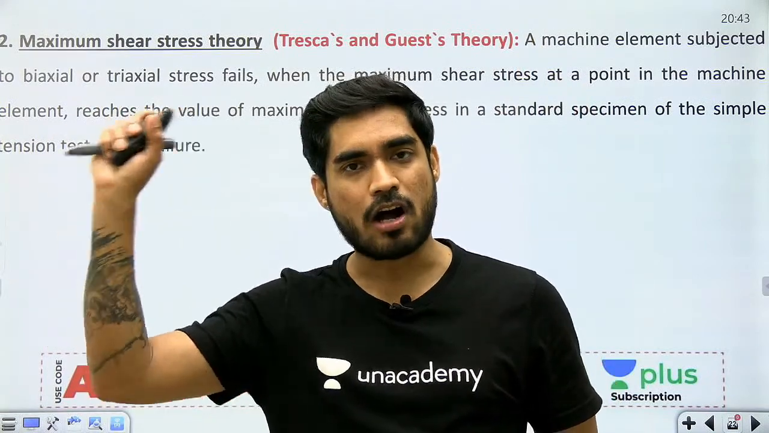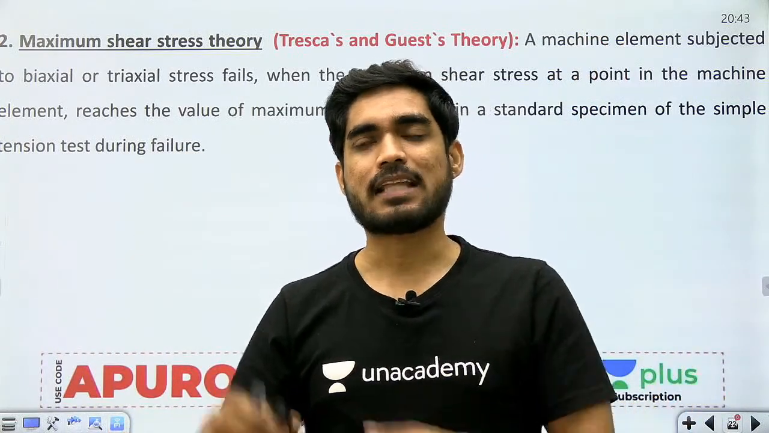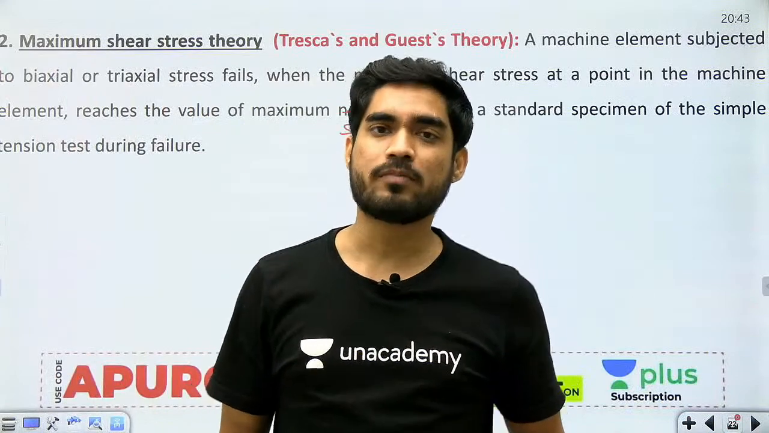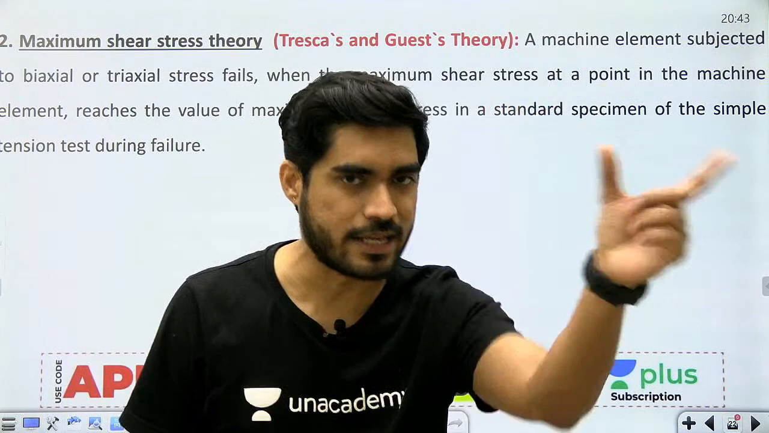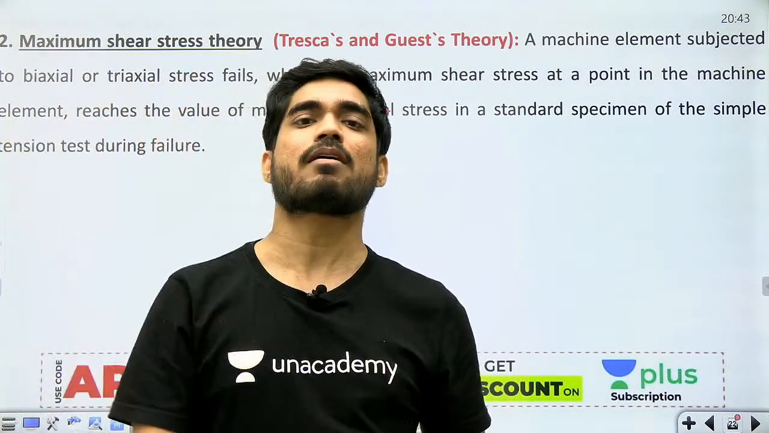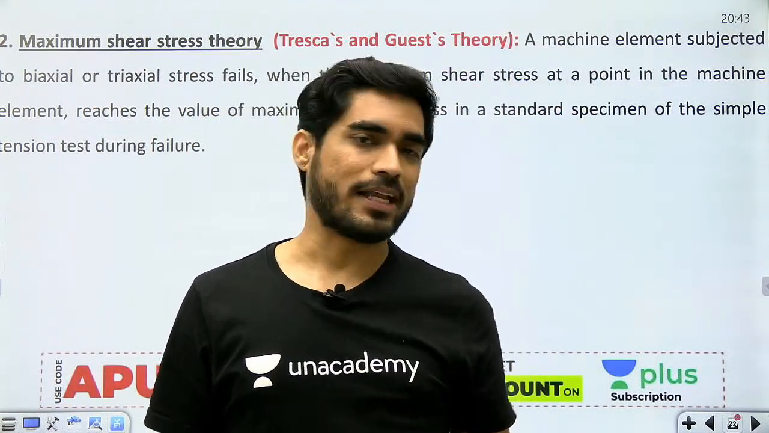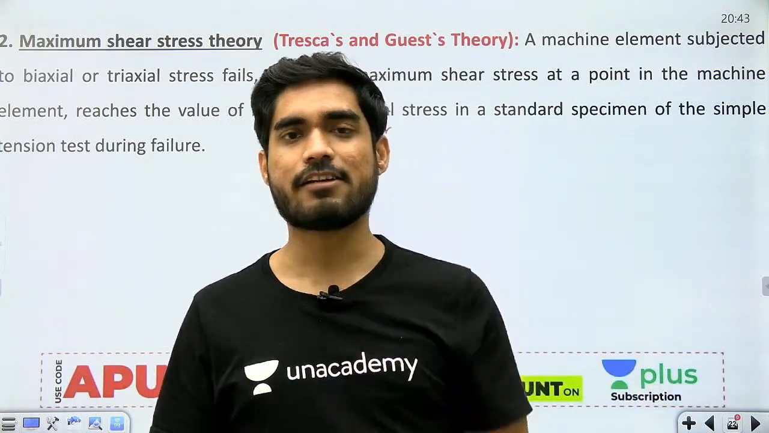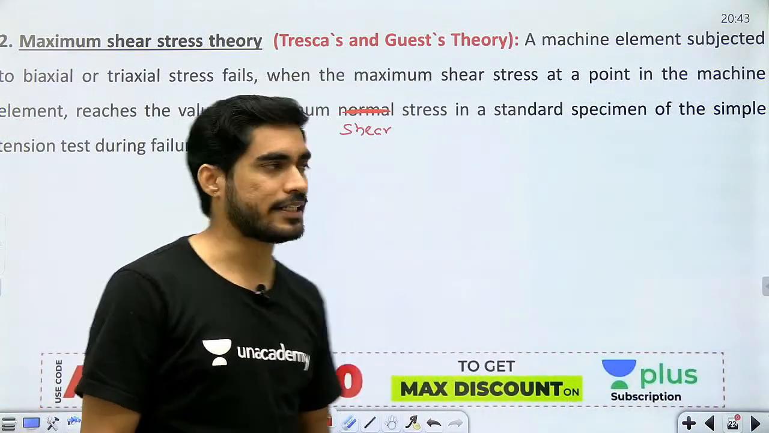जब tau maximum of machine element, tau maximum of specimen के बराबर हो जाएगा तब आपका machine element fail हो जाएगा. In last case we assume that the machine element will fail when sigma max of machine element will become equal to sigma max of specimen. Here we are assuming it will fail when tau maximum of machine element will become equal to tau maximum of specimen. So in last case we calculated sigma max in order to find the relation. Here we are going to calculate tau max in order to find the relation.